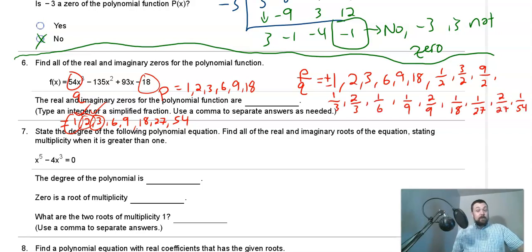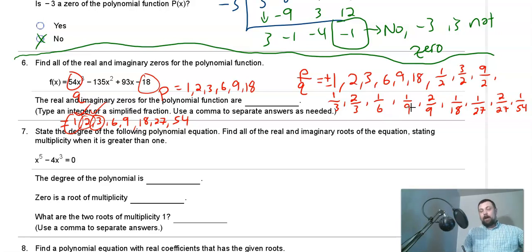All right, so here are the rest of the numbers that I came up with for this list: 1/6, 1/9, 2/9, 1/18, 1/27, 2/27, and 1/54. Any other combination just reduces to something that's already on the list. I'm pretty sure I thought through all of those correctly. So now, these are the only numbers that could possibly be zeros to this polynomial that aren't imaginary and that aren't radicals.